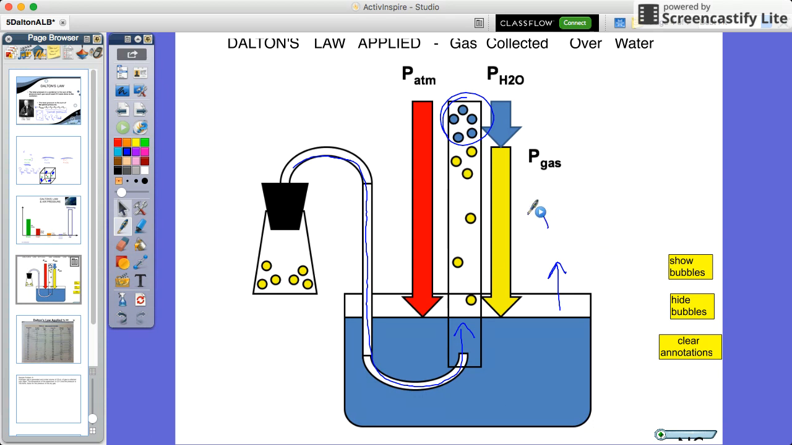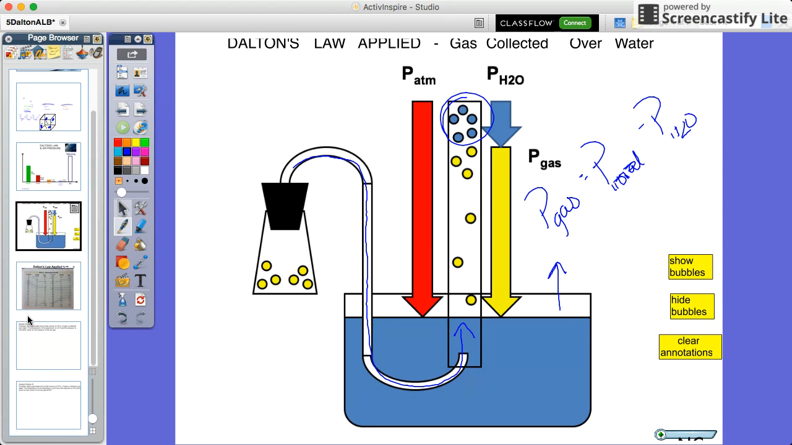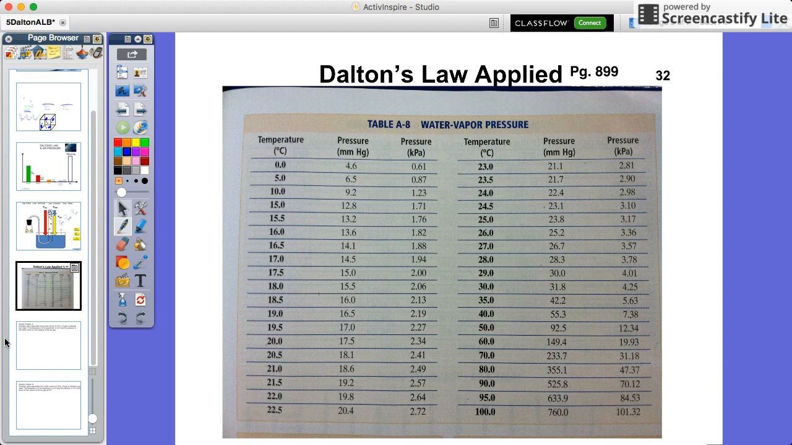So if we want to get just the pressure of the gas in the container, the dry gas it's called, what we're going to have to do is take the total pressure, and we're going to have to subtract out the pressure due to the water vapor. Okay, so finding the water vapor pressure is actually really easy. There's a table in the back of your textbook that has it, and you'll be given all of these values for any problems that you do on a test.